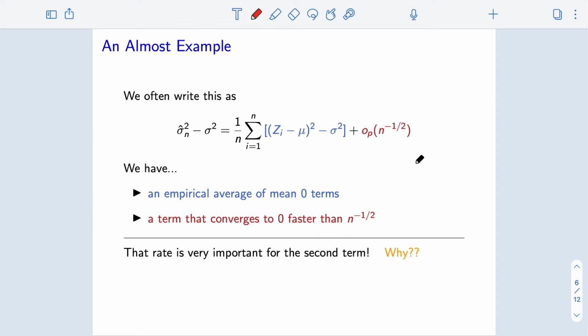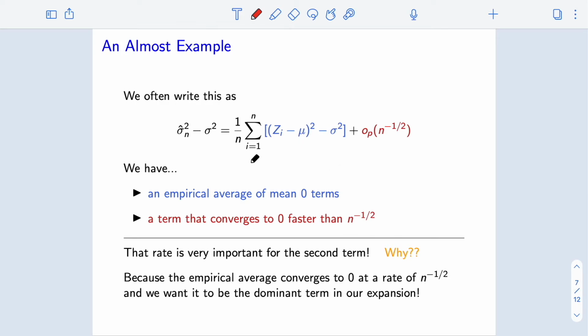Why is that so important? Well, it's important because this term converges to 0 at exactly a rate of n to the negative 1/2. So if this other term converges to 0 more quickly, that in some sense says it is negligible, and the asymptotic behavior should be dominated by this term, right? And here we have exactly what I said.